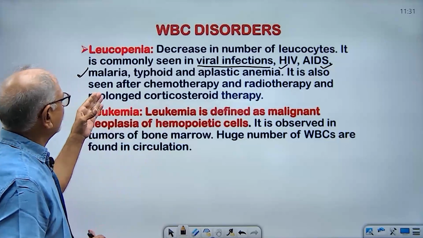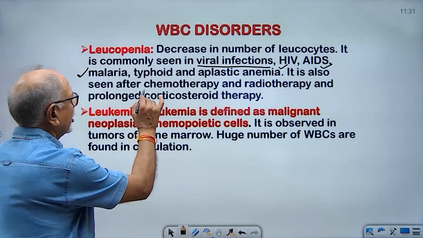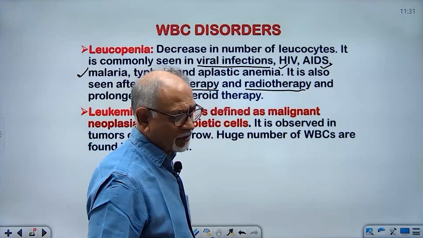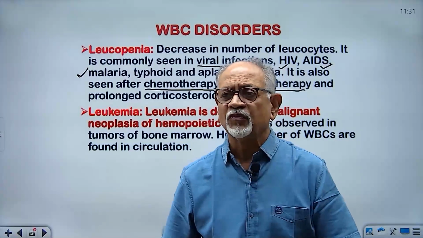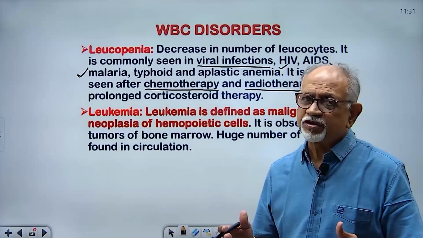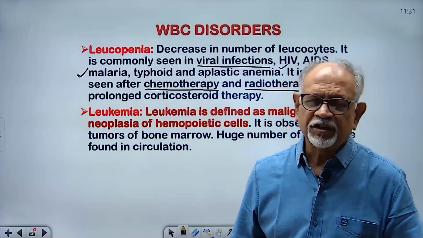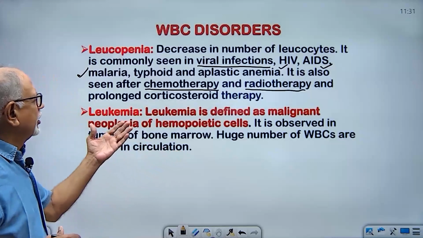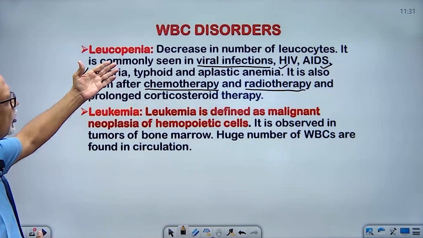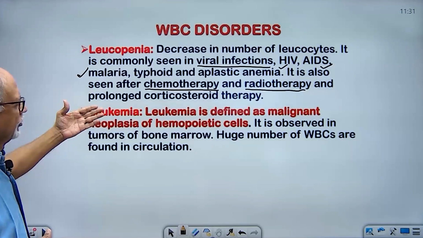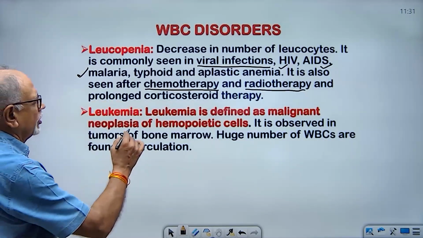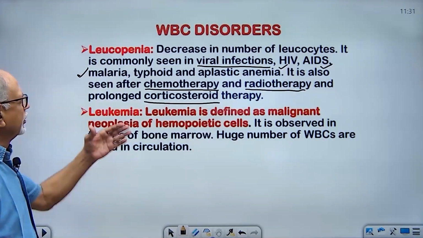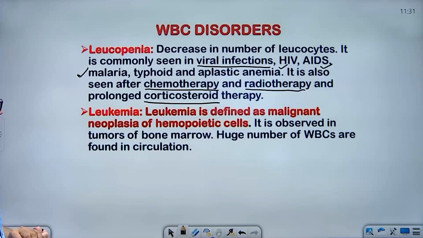Then it is also seen after chemotherapy and radiotherapy. As you know, in case of malignancy, in case of cancer, the most common treatment is radiation therapy and chemotherapy. In that case, the number of WBCs reduces. Even in the case of prolonged use of corticosteroid drugs, leukopenia occurs.